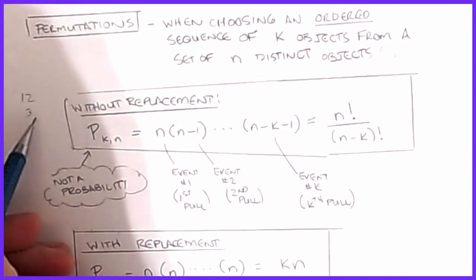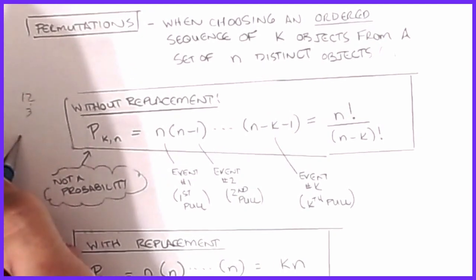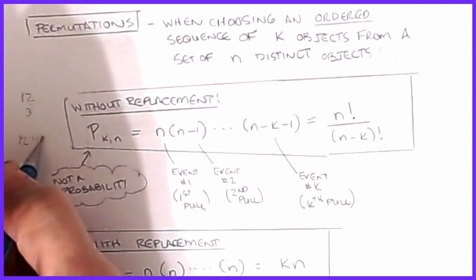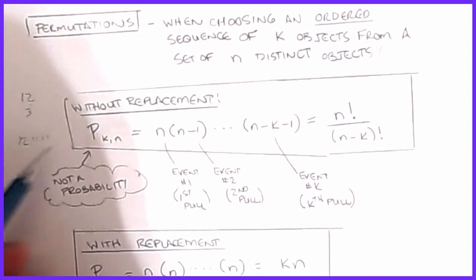The idea without replacement means that once I pull one out, I don't put it back in. So on the first pull, I would have 12. The next one, I would have 11. The next one, I would have 10. And that would be the number of ways that this happens. We can logically kind of figure this out.